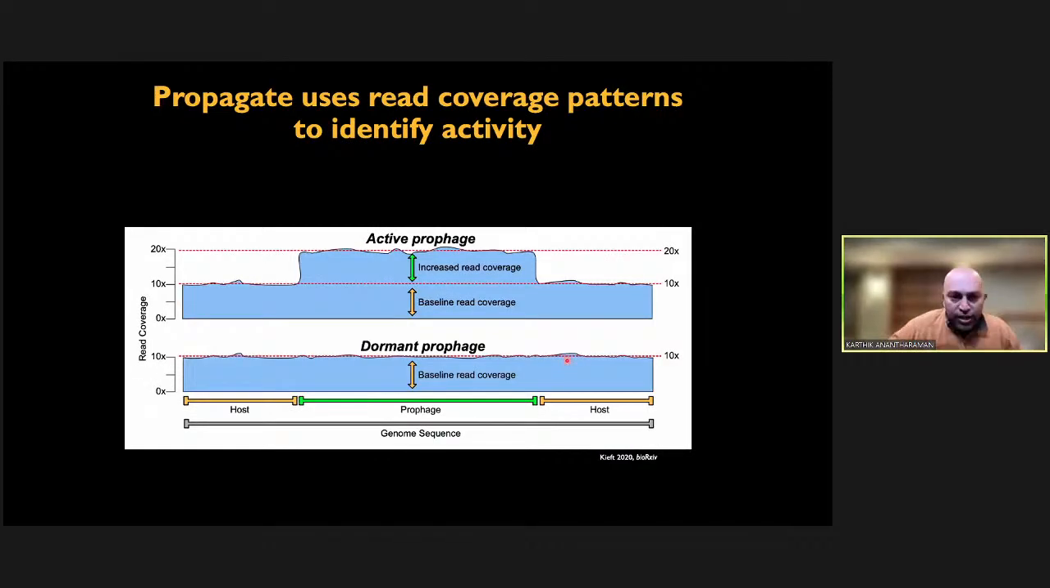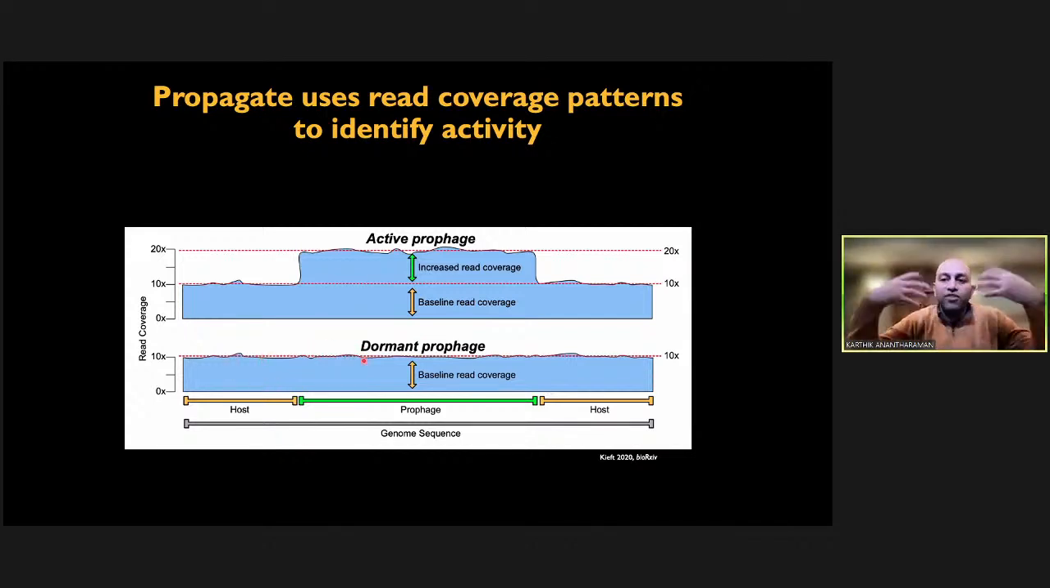Now, how do we actually do this? We do this through a process of mapping reads or looking at read coverage patterns. The idea is if you were to look at read coverage for a genome, this is essentially looking at how abundant a genome is. And let's assume this is the host and the prophage genome is here in green. So it has integrated into the host genome sequence. And if you were to just look at a dormant prophage, this is what you would see. The coverage would be very similar across the host and the prophage.